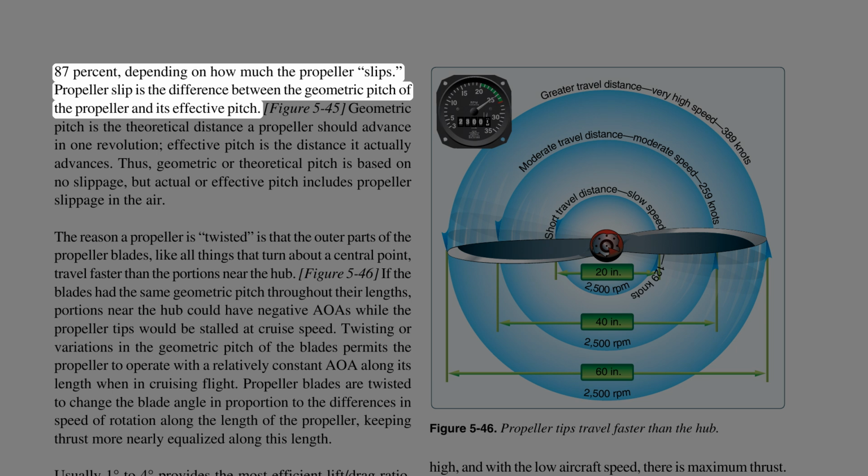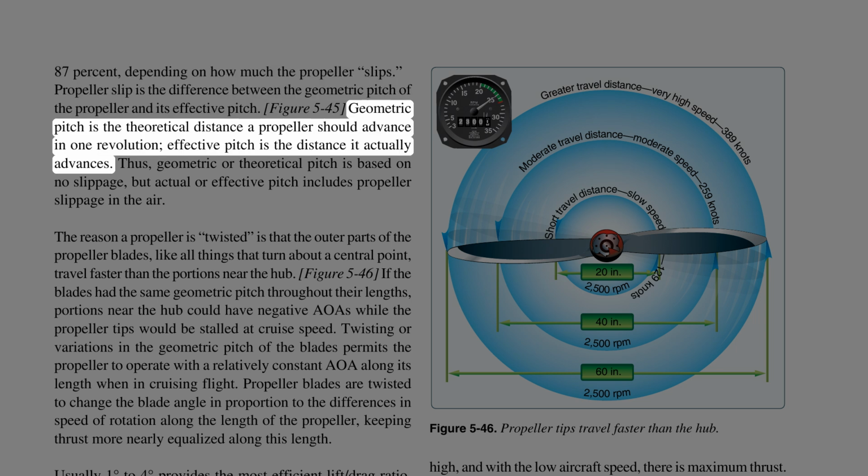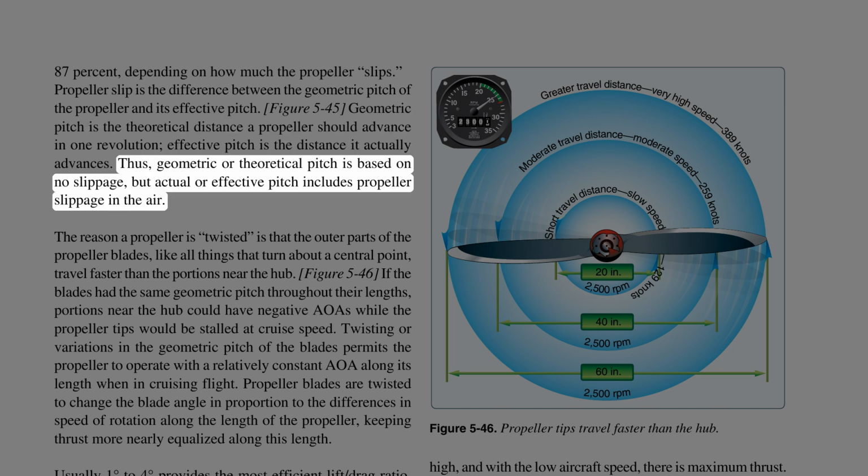Propeller slip is the difference between the geometric pitch of the propeller and its effective pitch. Geometric pitch is the theoretical distance a propeller should advance in one revolution. Effective pitch is the distance it actually advances. Thus, geometric or theoretical pitch is based on no slippage, but actual or effective pitch includes propeller slippage in the air.